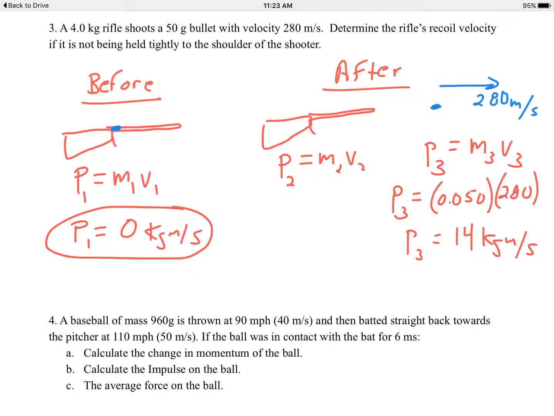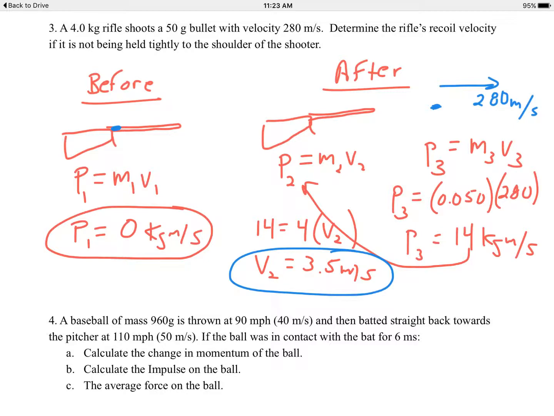So the momentum was not conserved for the bullet. It gained momentum. However, the gun has a negative momentum, it's going backwards, of the same magnitude. So therefore, and we don't need to put the negative in the equation, this 14 comes over here, and you have the momentum of the gun, 14, equals the mass of the gun, which is 4 kilograms, times V2. All right, so V2 is very simply 3.5 meters per second recoil backwards. That's our answer. That's the recoil velocity of the gun into somebody's shoulder if it's not tight against your shoulder.